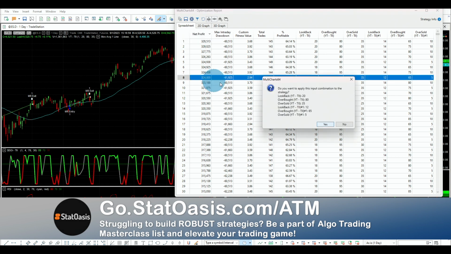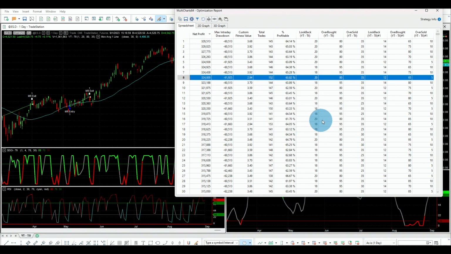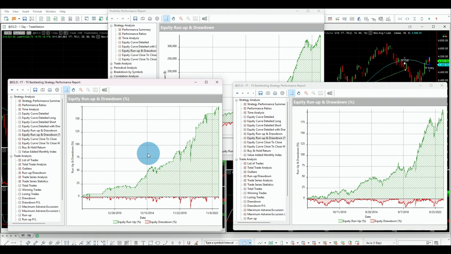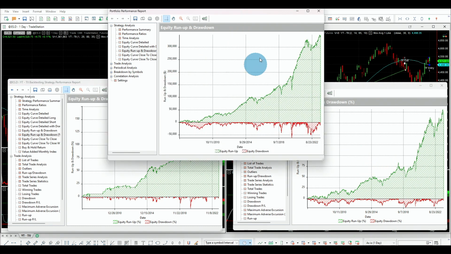If I pick this one, the $324,000. So on the left here, we have our mean reversion strategy. On the right here, we have our trend following strategy. And here in the middle, we have both strategies combined.